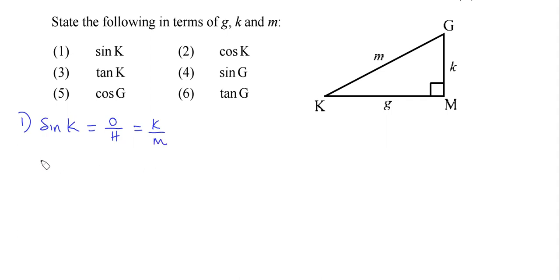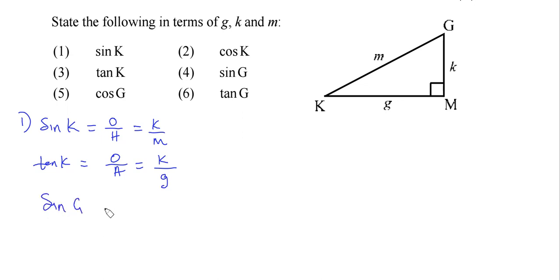What about tan K? Tan K, we are saying it's opposite over adjacent, and this opposite is our K, and our adjacent is G. Okay, what if we are looking for sine G?